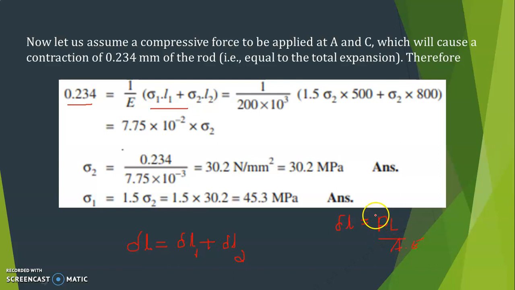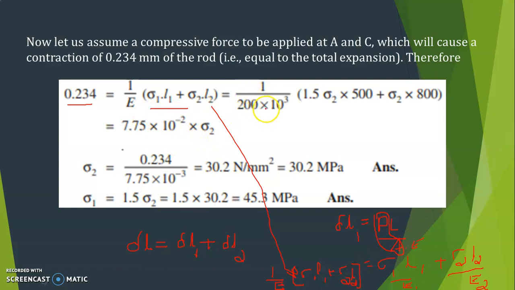How can you write? P by A is nothing but sigma, correct? Delta L1 is sigma 1 L1 divided by E, and delta L2 is sigma 2 L2 divided by E. Here this is E1 and this is E2, and E is the same, so you can take it outside. Therefore it becomes 1 by E into sigma 1 L1 plus sigma 2 into L2. That's why I have written it here.